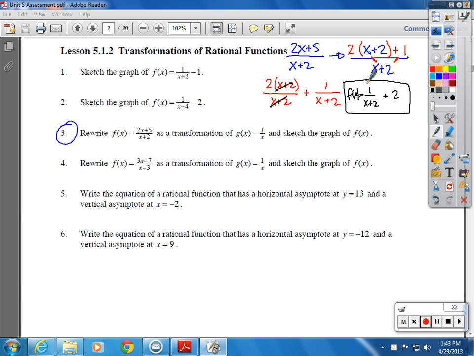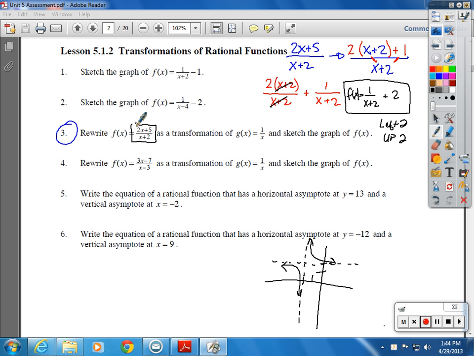Which from that equation we can determine what our shifts are. So we have a left 2 and we have an up 2. So if I was graphing that hyperbola, left 2, up 2, sketch the graph. Much easier than sketching it from this particular point.